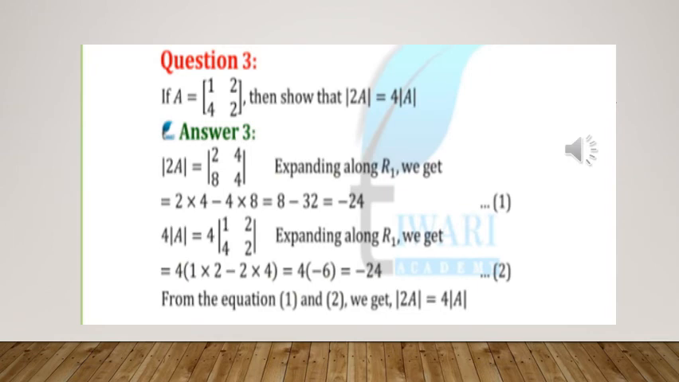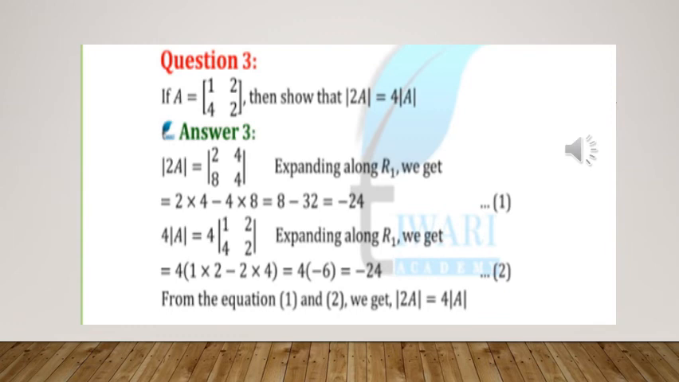We are doing questions from exercise 4.1, page number 108, question number 3. If A is equal to the matrix 1, 2, 4, 2, then show that determinant 2A is equal to 4 times determinant A. See, A is equal to matrix 1, 2, 4, 2. So what will be the 2A matrix? 2A is matrix 2, 4, 8, 4.